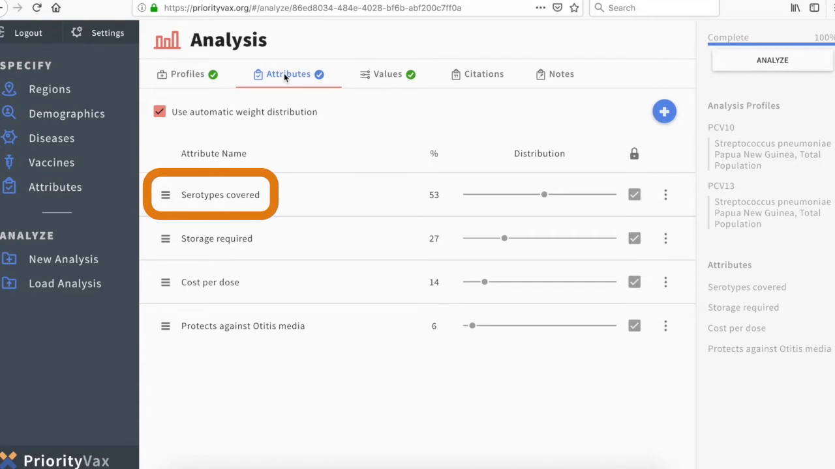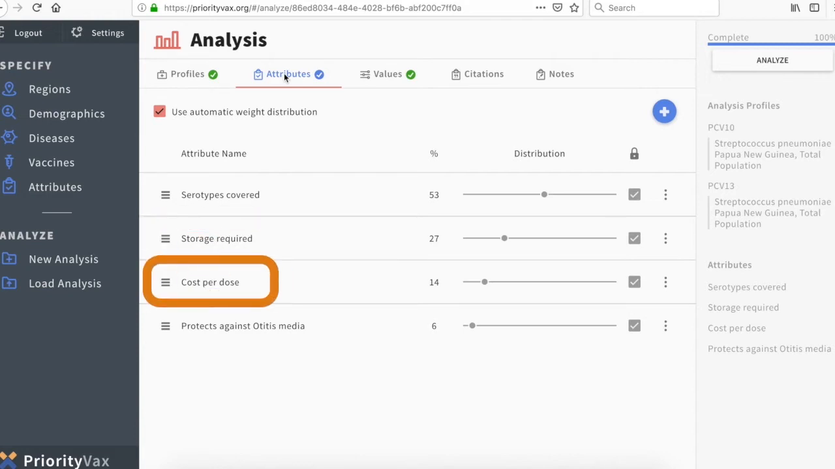The serotypes that are covered, the storage space requirement, because this has implications for cold storage capacity, as well as local and national storage and transportation costs. The cost per dose, which becomes relevant after graduating from Gavi. And with PCV 10, there is a tangential benefit of reduction in the risk of otitis media.